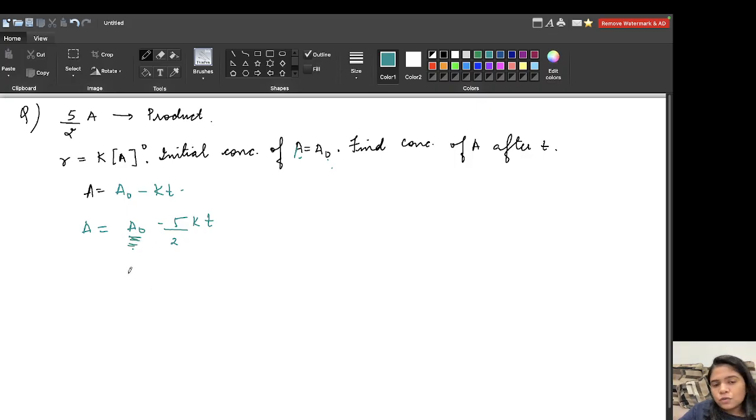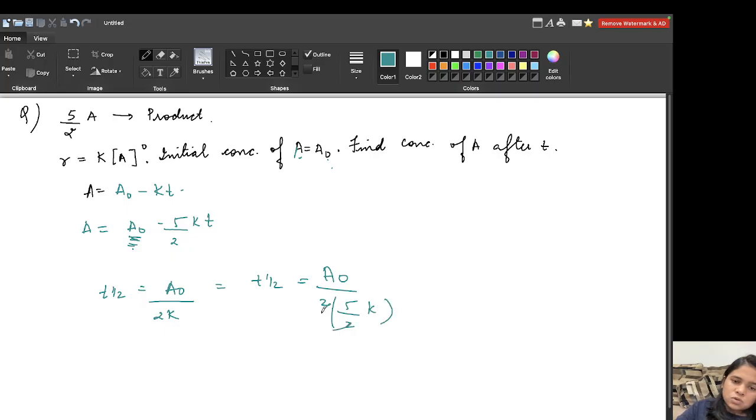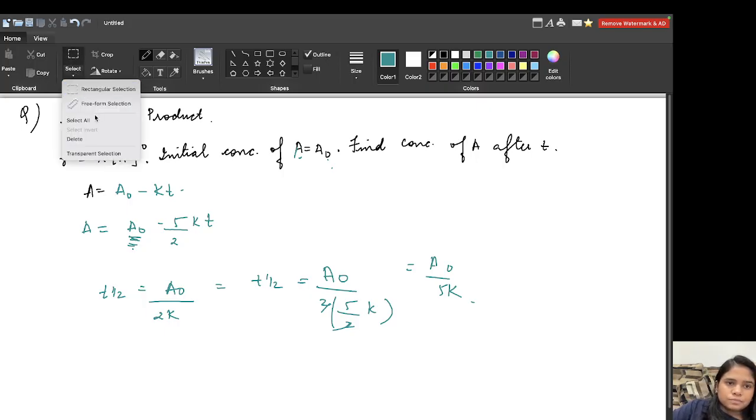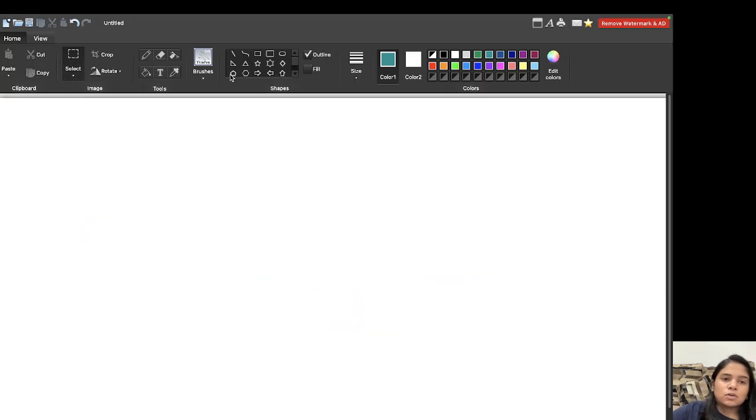And half-life, how do we find the half-life? We know T half is equal to A naught by 2K. So here your K is 5 by 2. So T half will be equal to A naught by 2 into 5 by 2K. So your half-life will be A naught by 5K. Easy, right? Just multiply your stoichiometric coefficient with your K. Okay, next question. Last question for the zero order reaction topic.